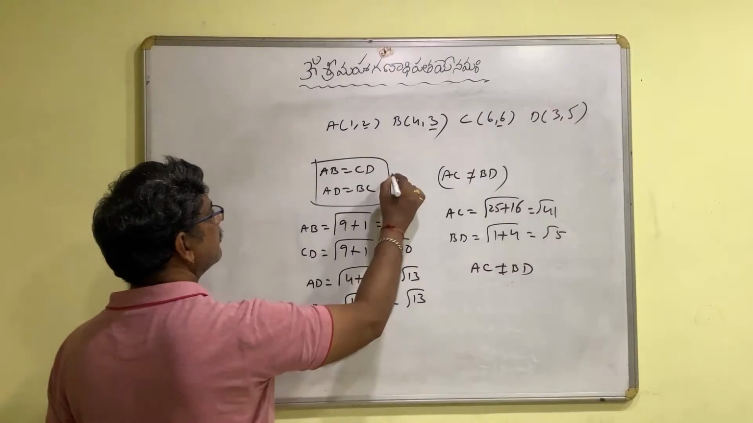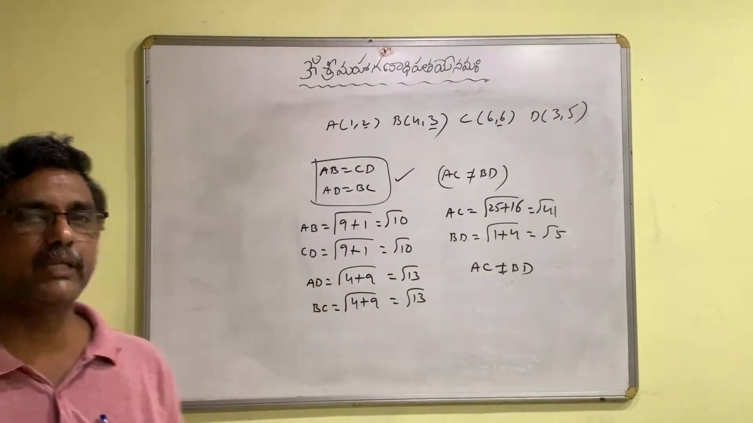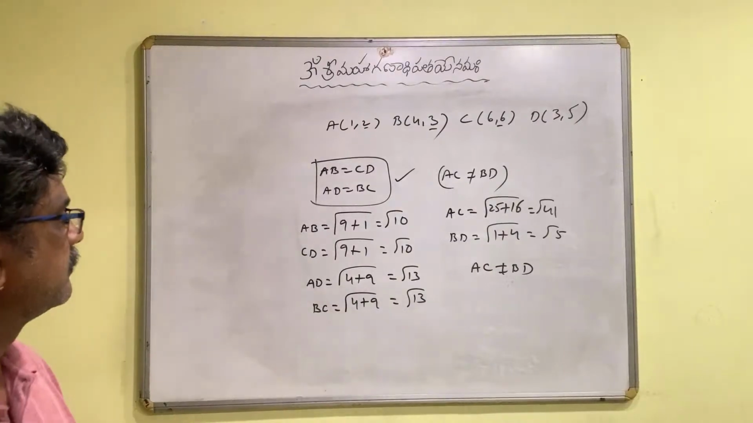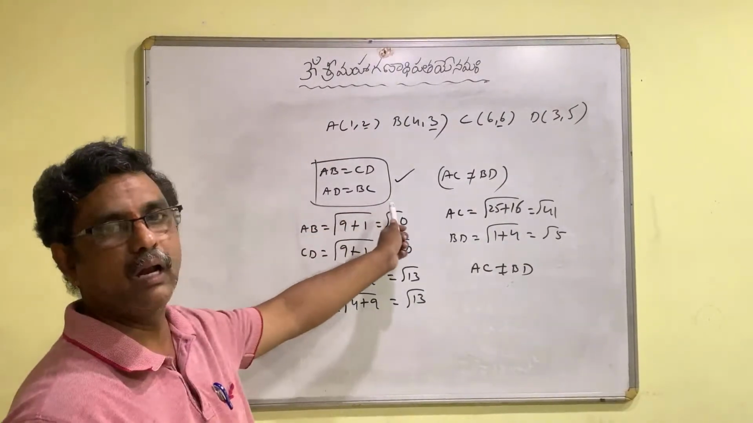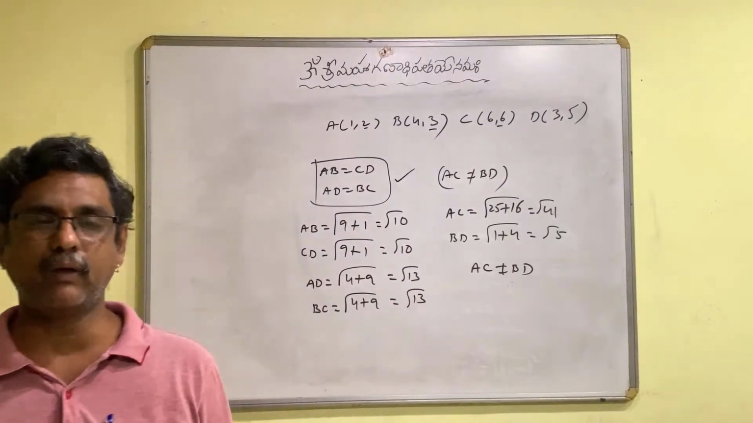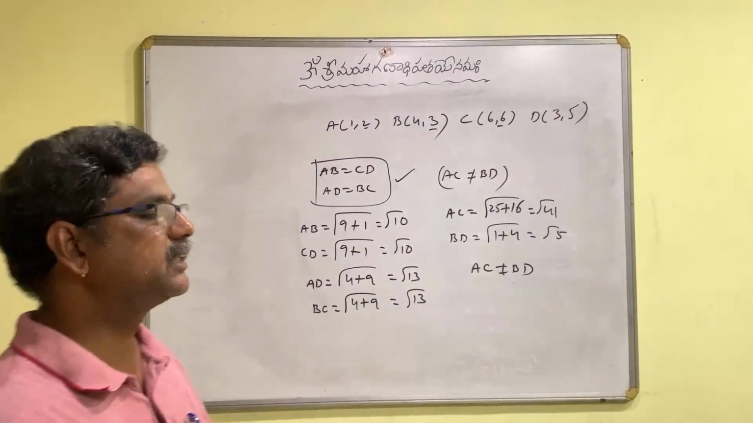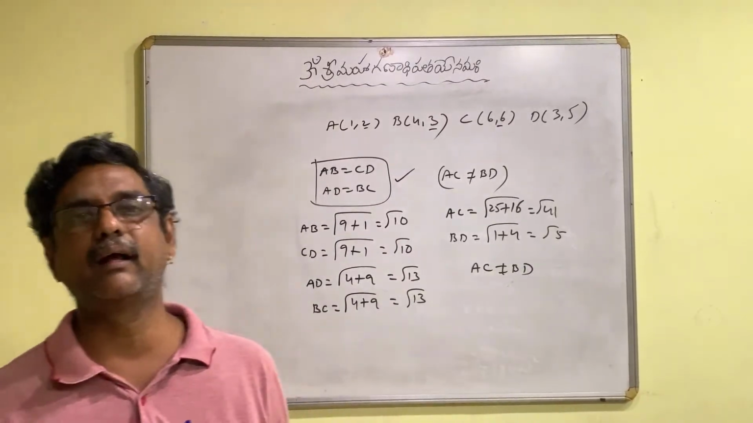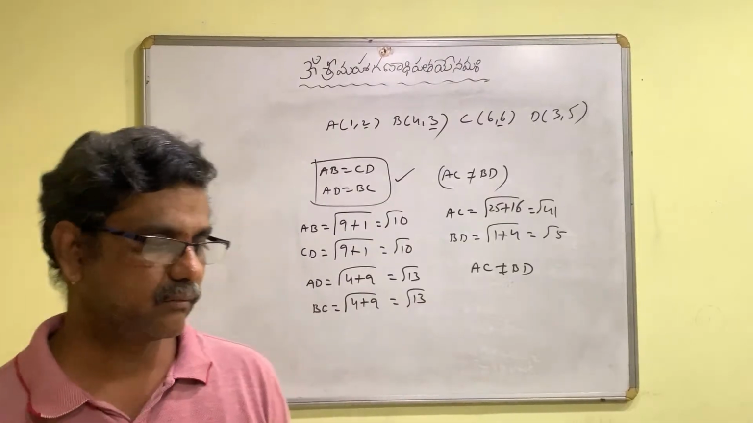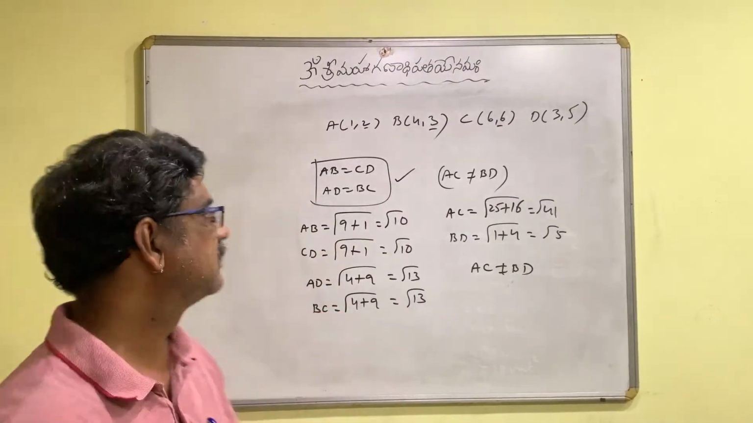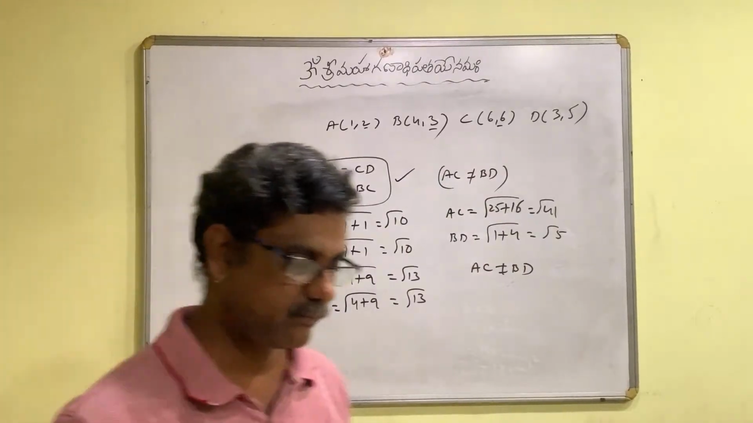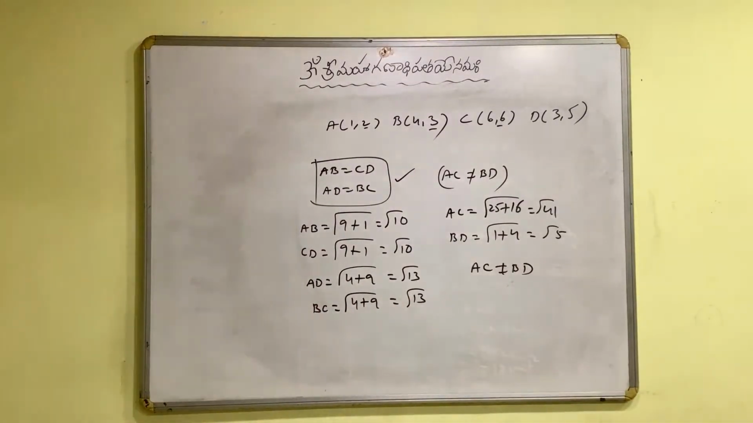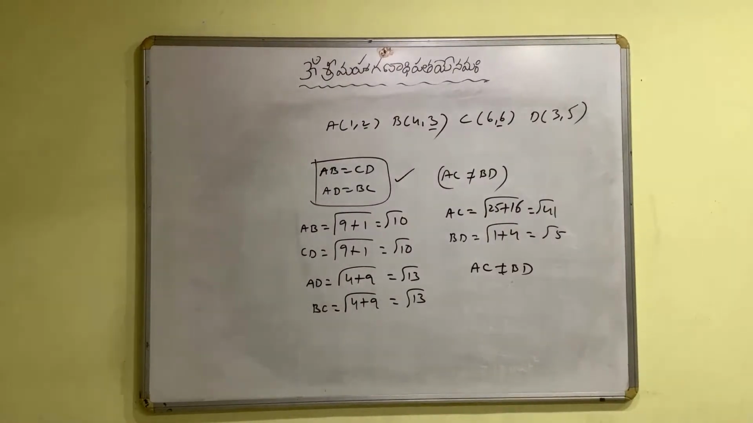And here AB is equal to CD, AD is equal to BC. Opposite sides are equal, but diagonals are not equal. Since opposite sides are equal, they form a parallelogram. Since diagonals are not equal, it does not form a rectangle. We cannot say that the vertices form a rectangle. Is that understood, children? Is that okay?